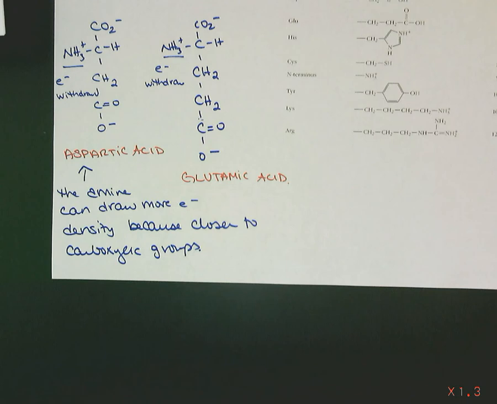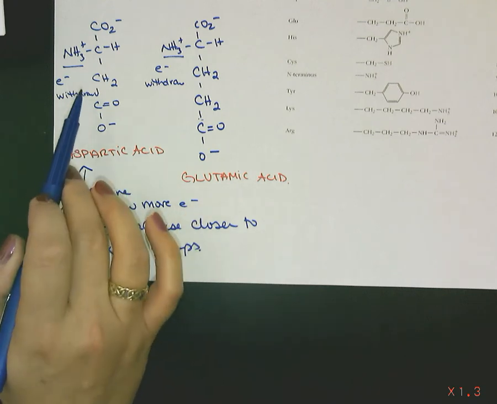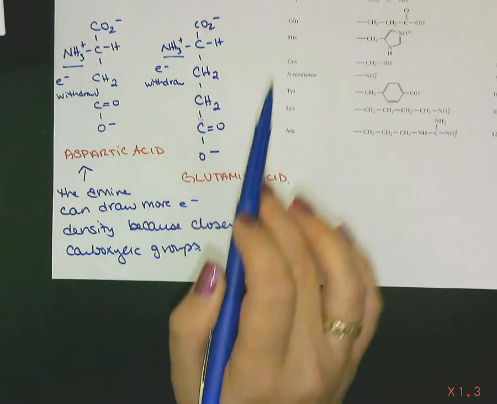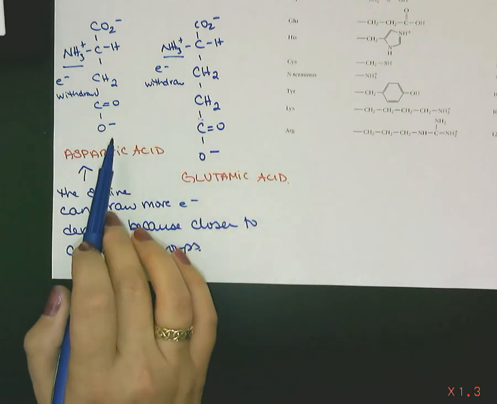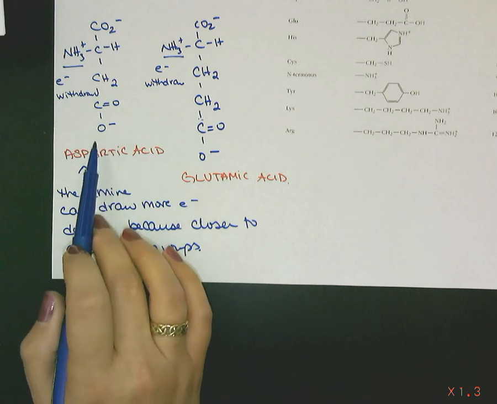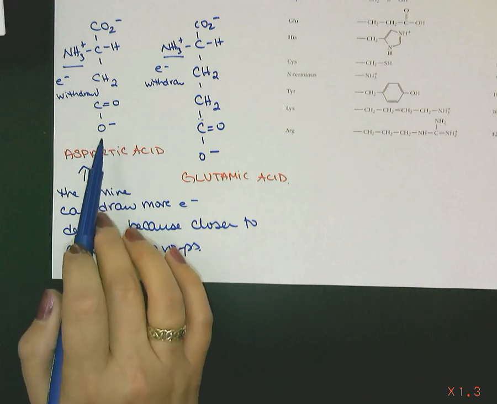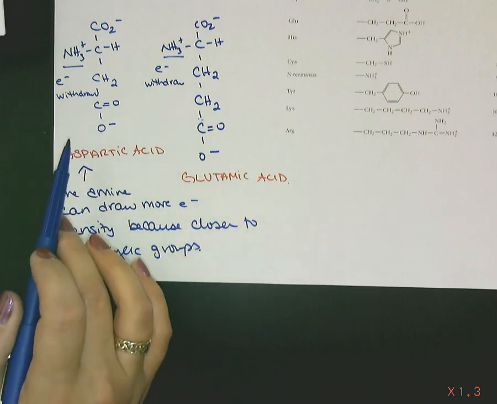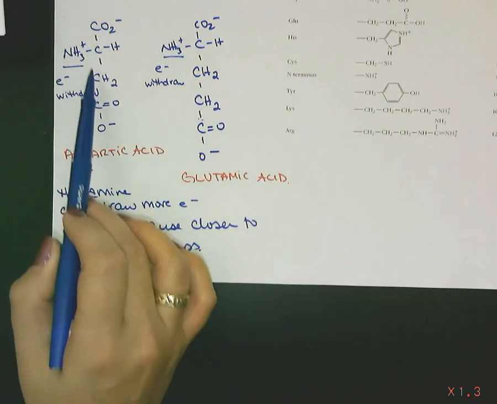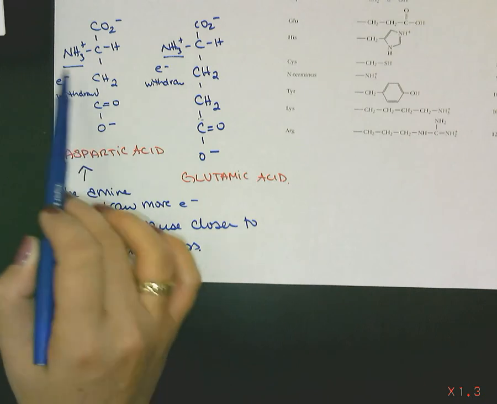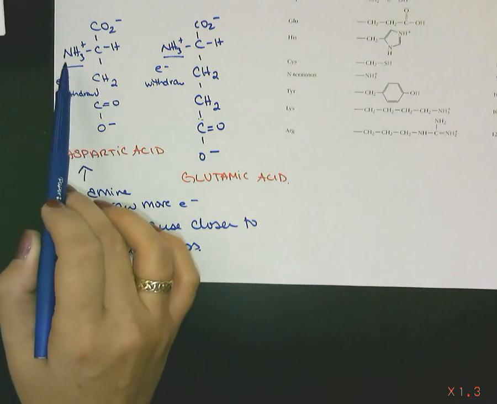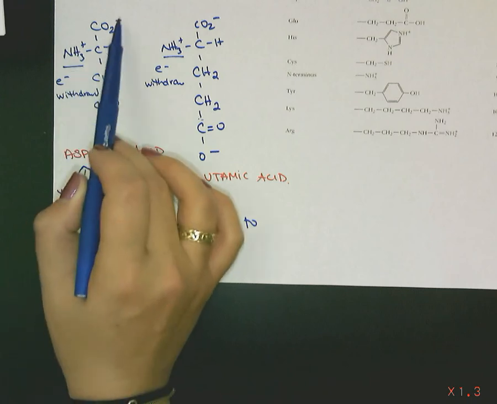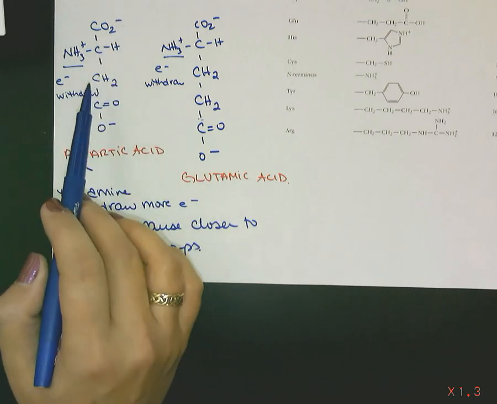So if that is the case, if this amine and the aspartic acid can draw more electron density because it's closer to both of the carboxylic acid groups overall, is this then a more or less stable structure than glutamic acid in terms of keeping its charge the way it is? It's more stable because it's able to withdraw all the electrons it wants to. It doesn't have to get protons or electrons from anybody else.